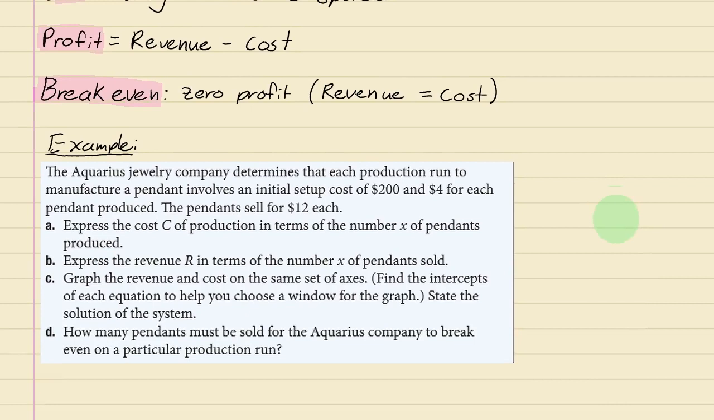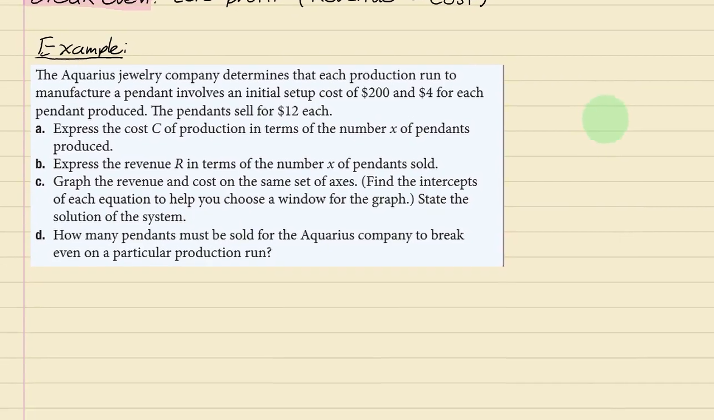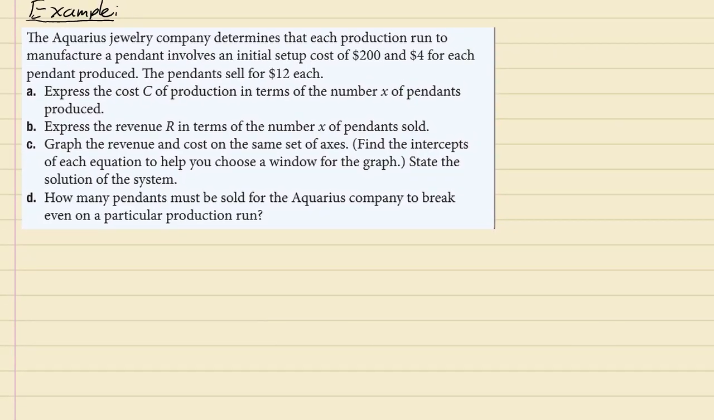Now let's look at this example we're going to do. We have the Aquarius Jewelry Company. Take a moment, by the way, here to read it. I've already read it, so I'm just going to start talking about it. So here's the time to pause it.